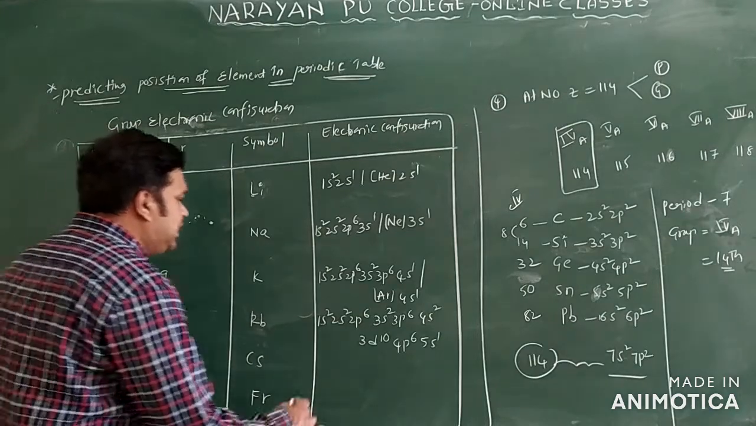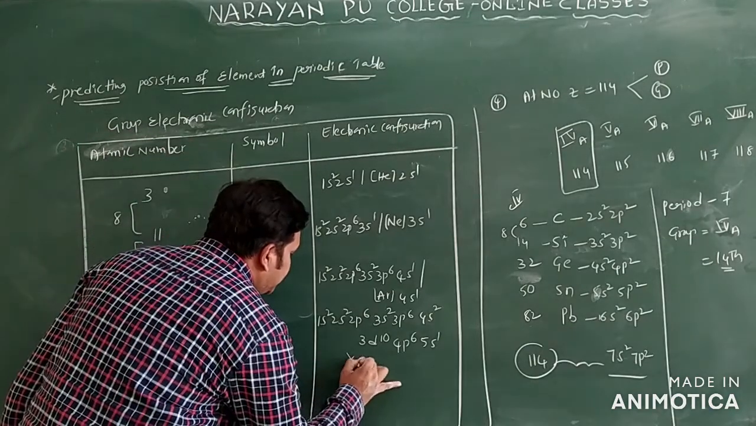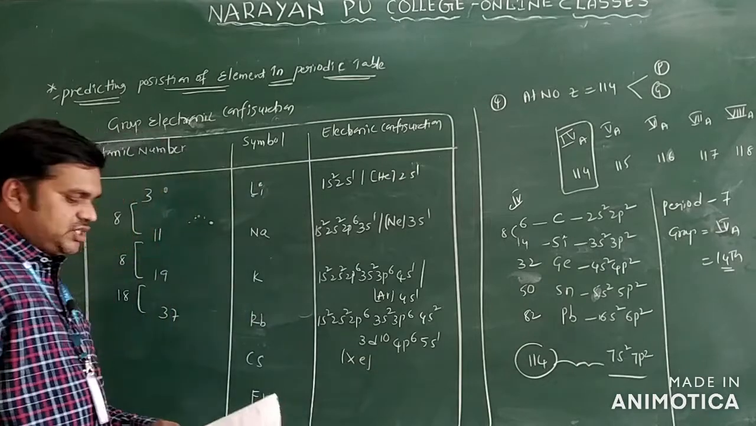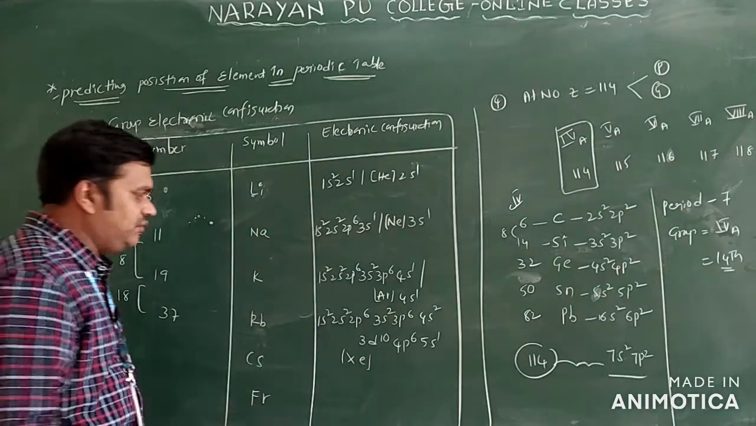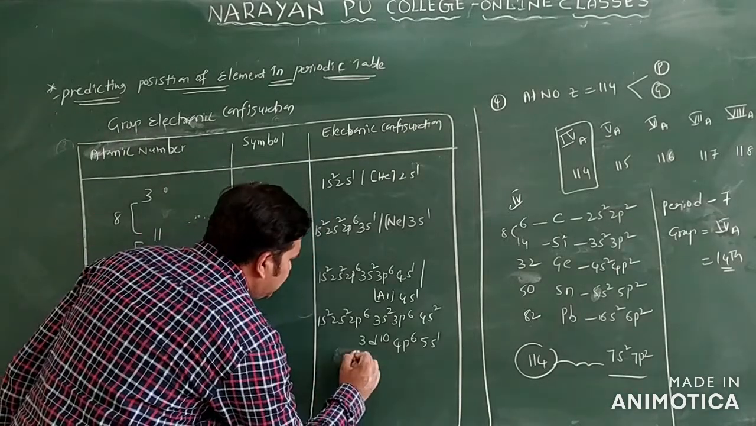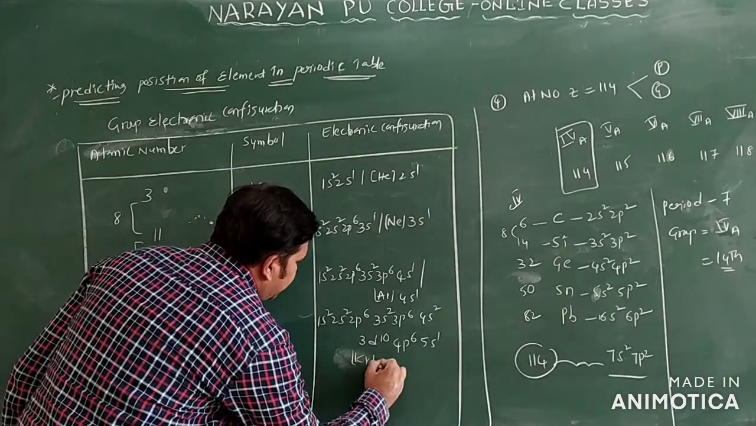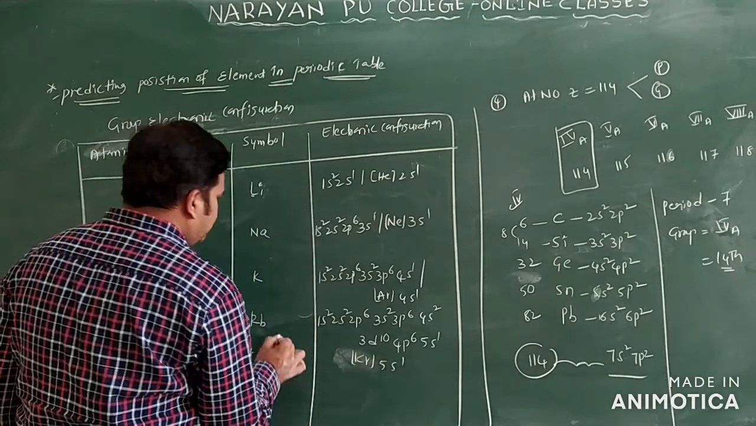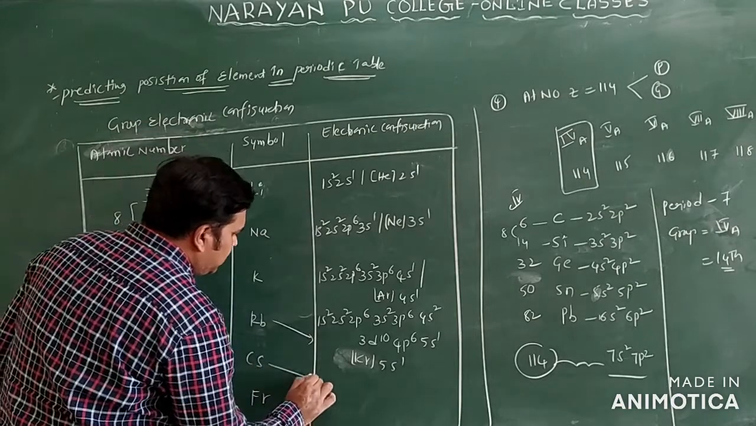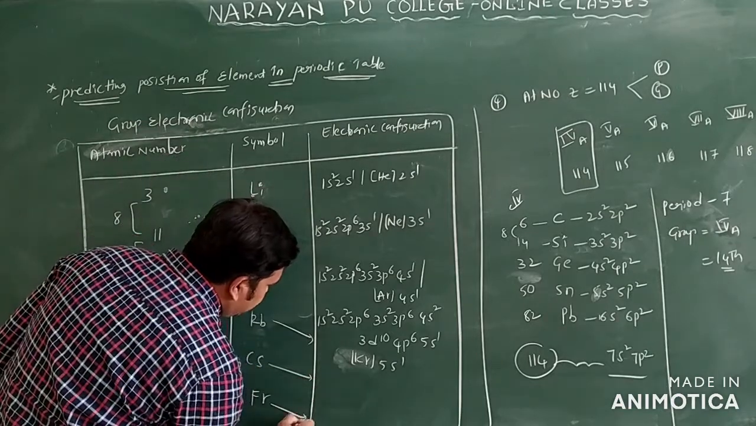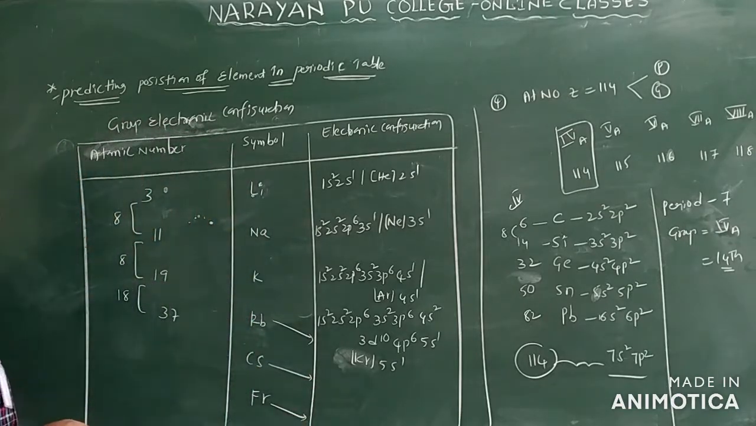So we will take the nearest noble gas configuration. What is the nearest noble gas configuration? Krypton. So I will write krypton 5s1 only. This is for rubidium. Now we'll go for cesium, and finally I will write francium. Rubidium, how much did I write? Rubidium I wrote here 37.